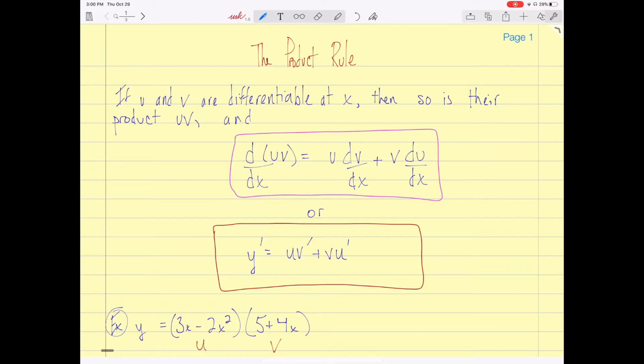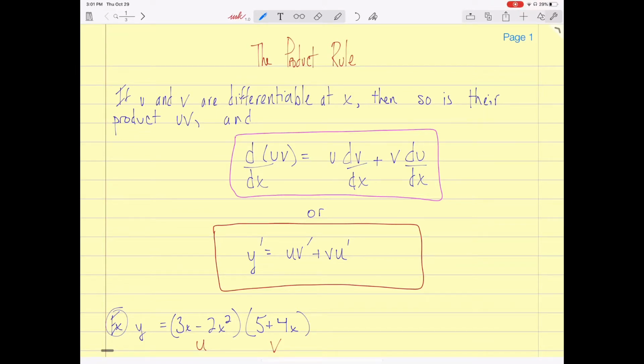For the one that's squared off in pink, that is one way to write out the product rule. To take the derivative of uv, you have u, multiply it by the derivative of v, and add that to v times the derivative of u.